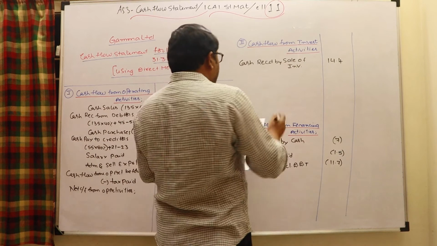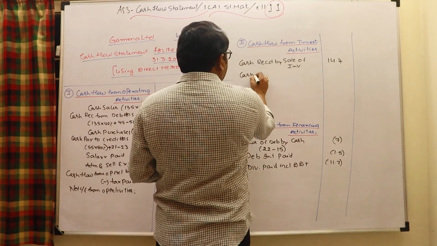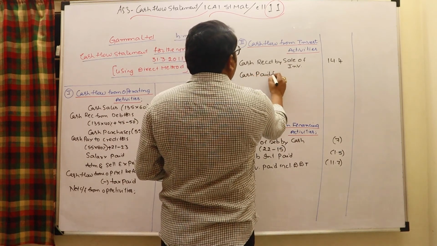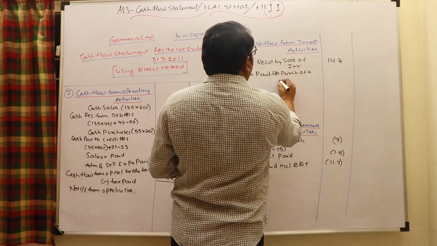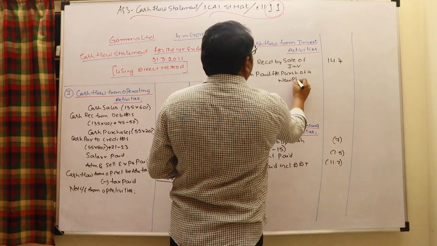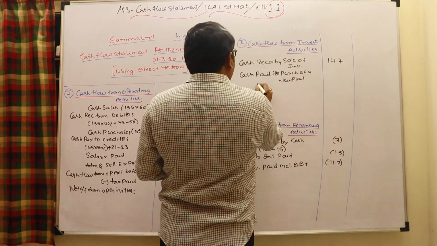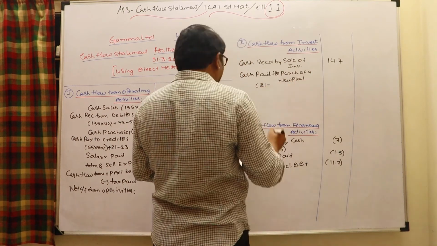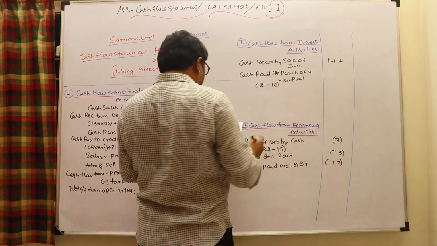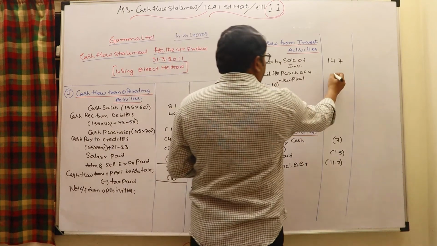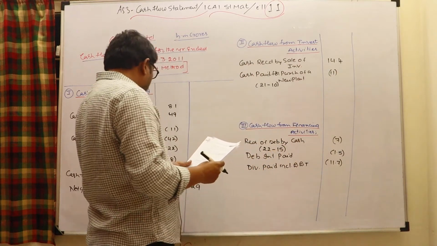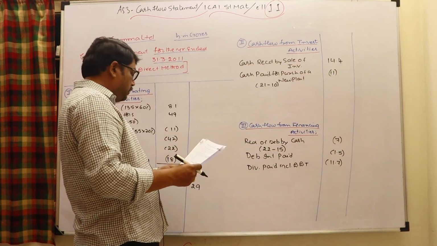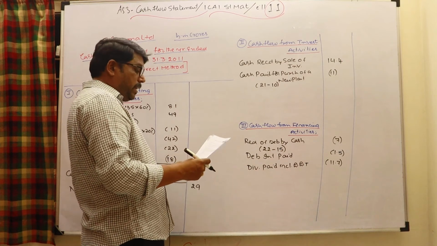So cash paid for purchase of a new plant: within brackets, we bought at 21, old asset given at 10, and the remaining 11 paid through cash, obviously. That's all. So anyhow 29 is clearly the cash flow from operating activity.